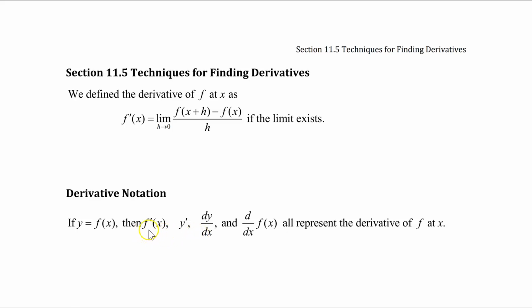So we have this f prime of x as one. We could also just use y prime, or this notation here, which is read as the derivative of y with respect to x. And we have this operator here, d dx, the derivative with respect to x of the function f of x. All of these notations here represent the derivative of the function at x.